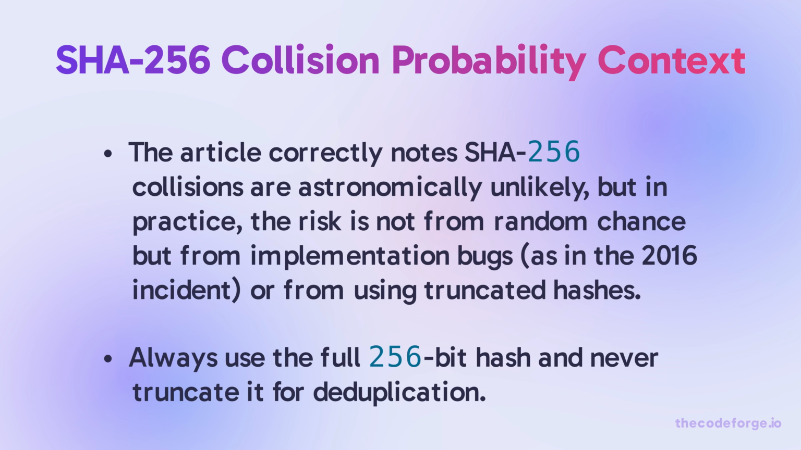The article correctly notes SHA-256 collisions are astronomically unlikely, but in practice, the risk is not from random chance but from implementation bugs, as in the 2016 incident, or from using truncated hashes. Always use the full 256-bit hash and never truncate it for deduplication.